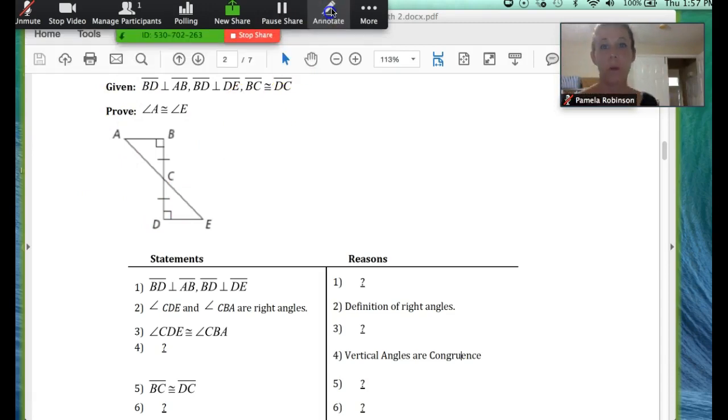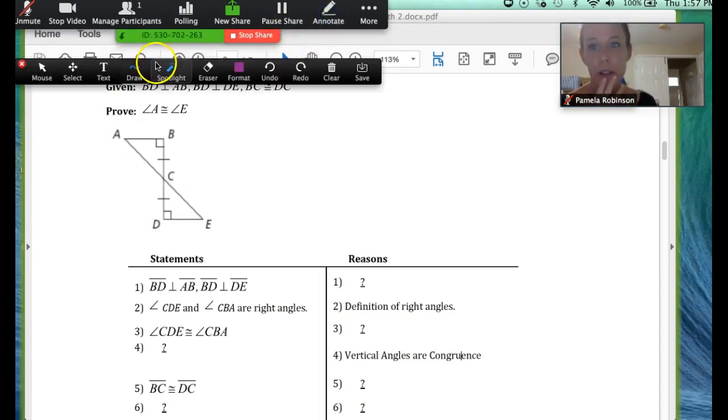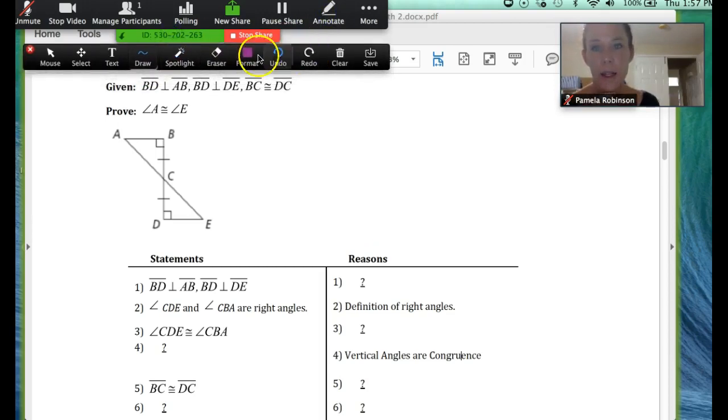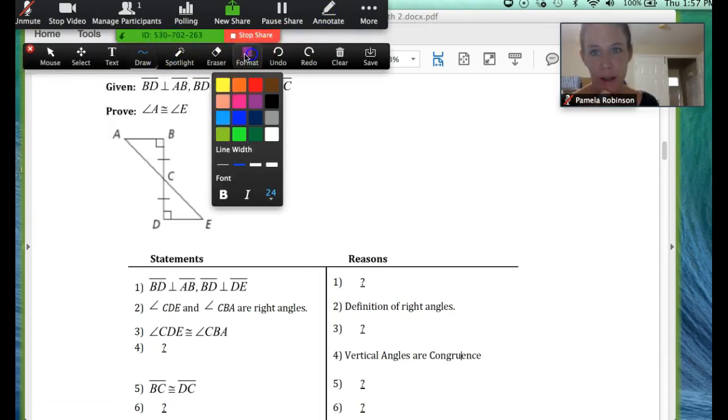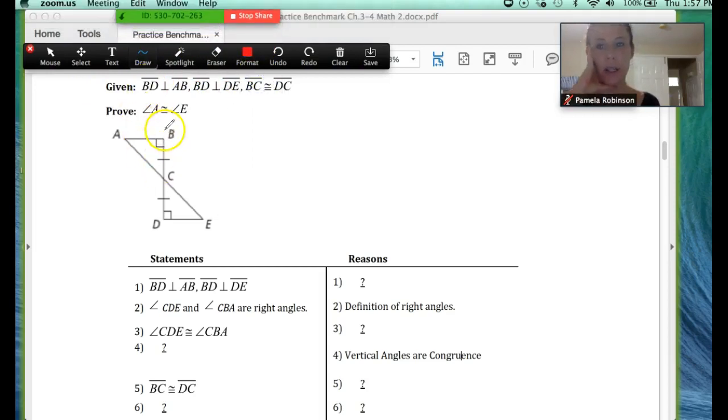Now, I always like to mark up my proofs first thing so that I can work through in my mind what information I have. So the information I have here is BD is perpendicular to AB right here. And then I mark it with a right angle because when I have two perpendiculars, they meet at right angles. Also BD is perpendicular to DE, so I'm going to mark that with a right angle. Then I know BC right here is congruent to DC right there. I want to prove angle A is congruent to angle E.